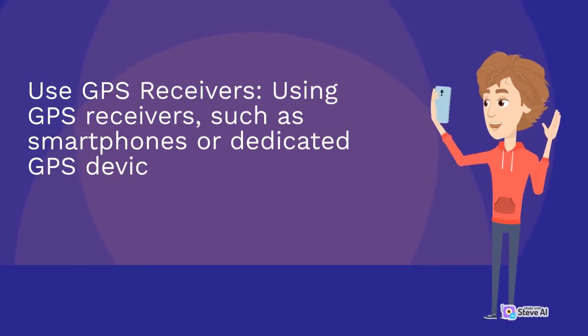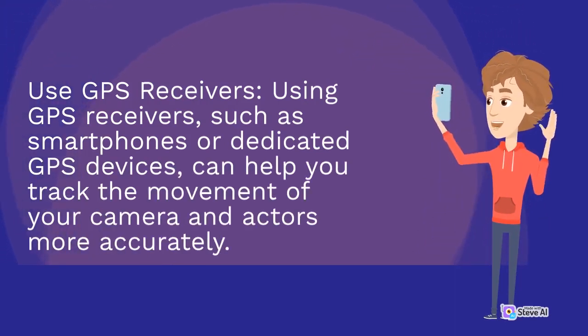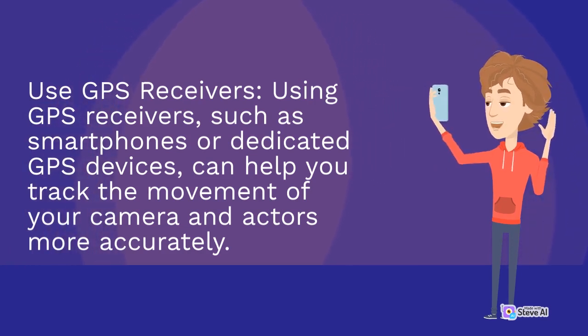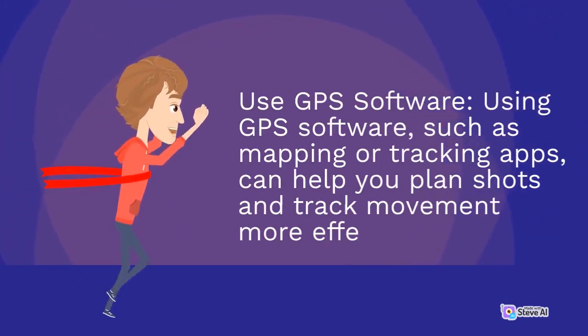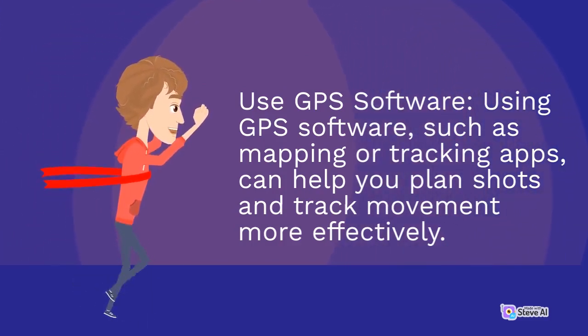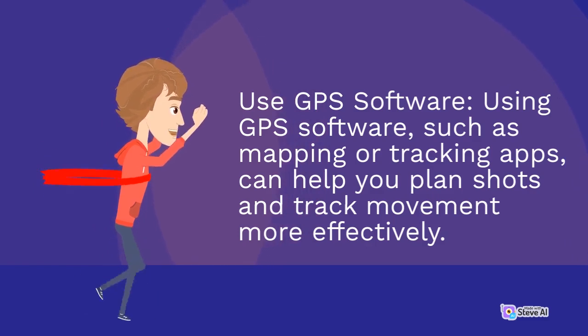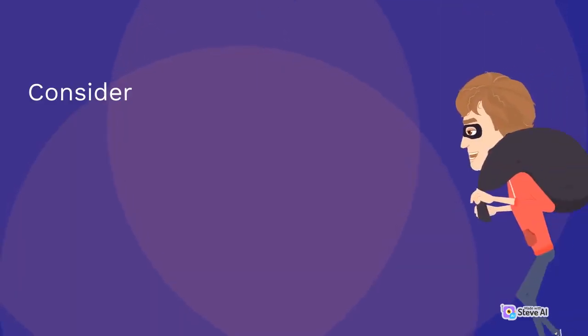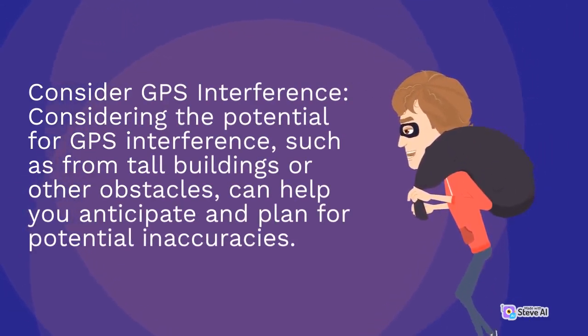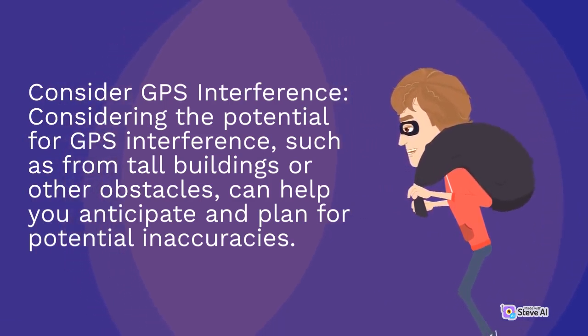Use GPS receivers. Using GPS receivers, such as smartphones or dedicated GPS devices, can help you track the movement of your camera and actors more accurately. Use GPS software. Using GPS software, such as mapping or tracking apps, can help you plan shots and track movement more effectively. Consider GPS interference. Considering the potential for GPS interference, such as from tall buildings or other obstacles, can help you anticipate and plan for potential inaccuracies.